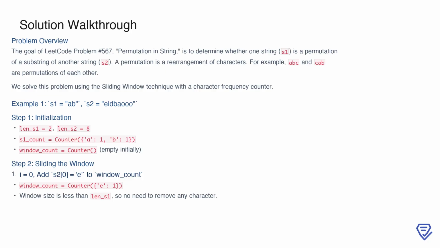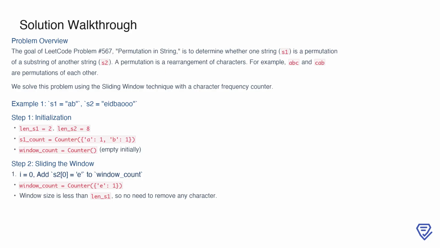We start by initializing some key variables. The length of S1 is 2, and the length of S2 is 8. We calculate the character frequency of S1 using a counter, resulting in A1, B1. The sliding window, represented by window_count, is initially empty. Then, we begin sliding the window over S2.